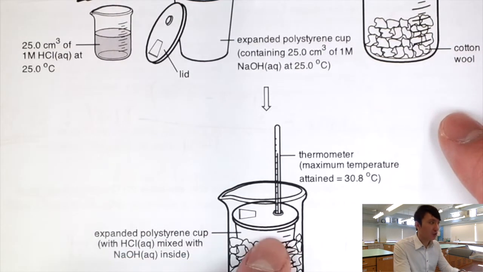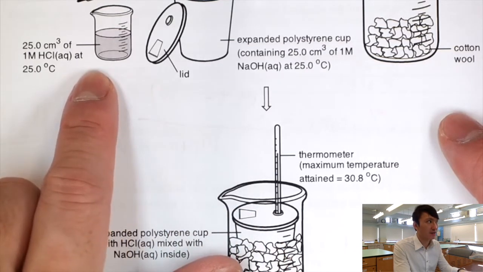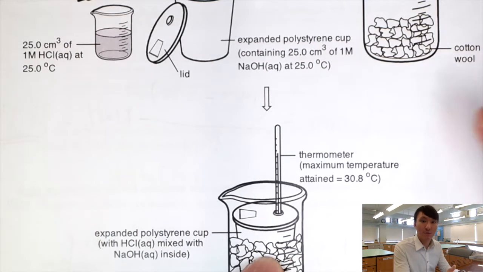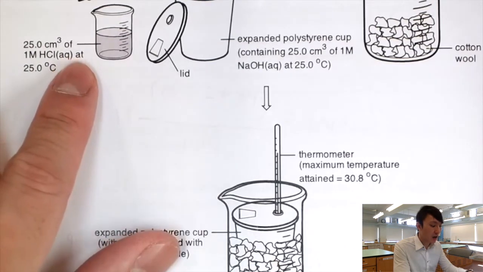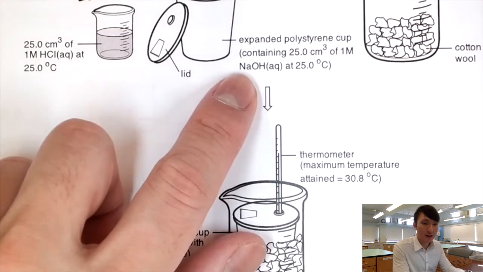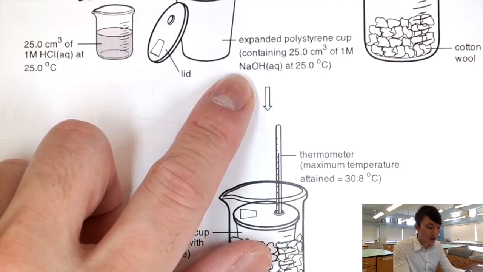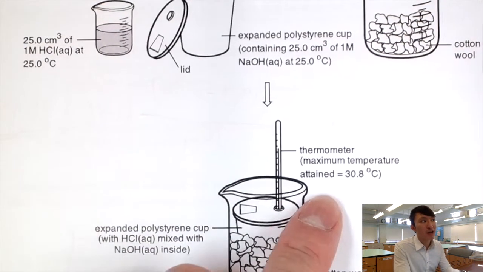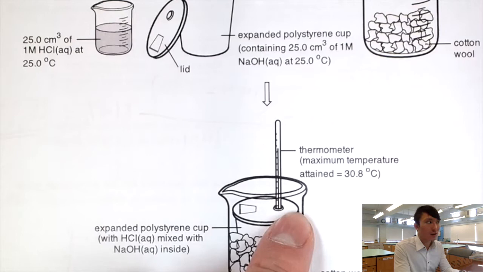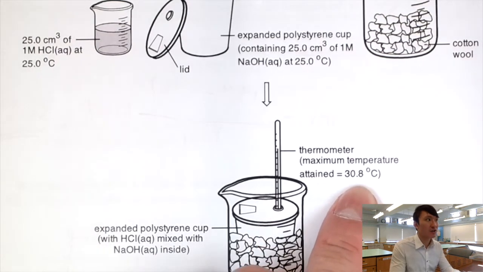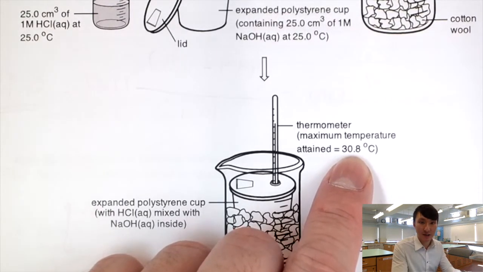And then, as we introduce the hydrochloric acid, the neutralization reaction starts, and obviously heat is released, and the heat released is absorbed by the mixture of hydrochloric acid and sodium hydroxide. To be more precise, it is the water of the mixture that absorbs the heat released from the reaction. So we are using the thermometer to measure the water of the mixture to find out the maximum attainable temperature. And it turns out that it reaches 30.8 degrees Celsius.